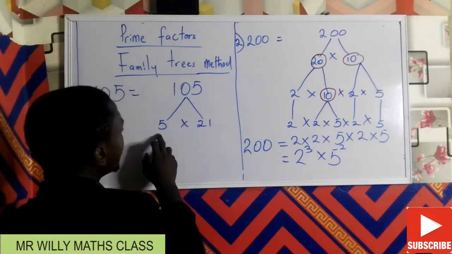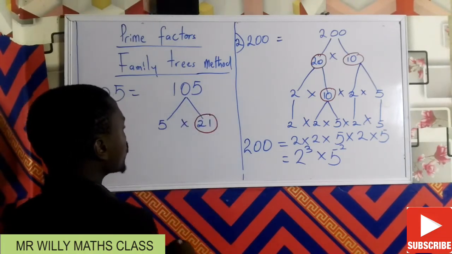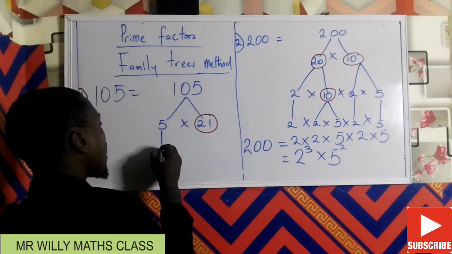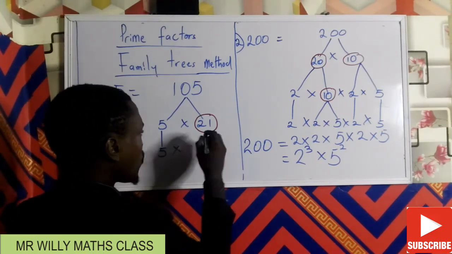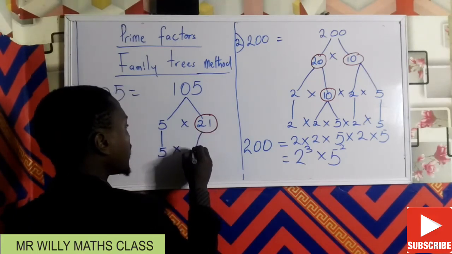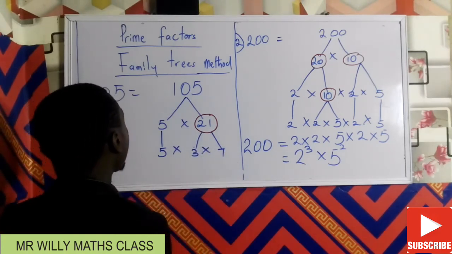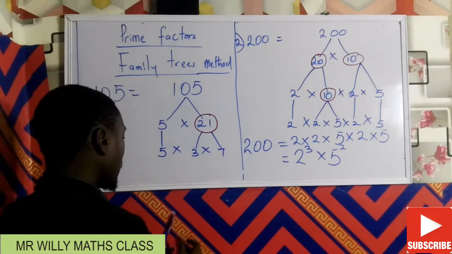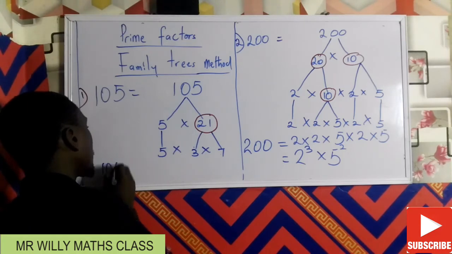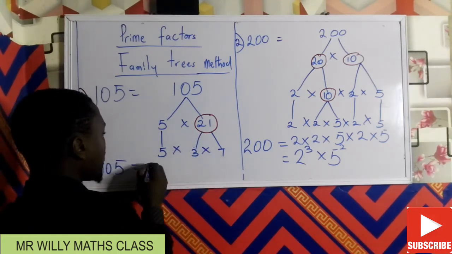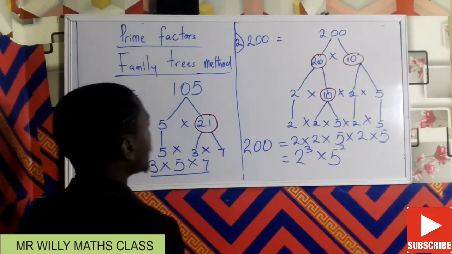5 times 21 will give us 105. 5 is a prime factor, but 21 is not a prime factor, so you solve for that, but you maintain your 5. Then you ask yourself, what times what will give you 21? 3 times 7 is 21. So this 21 will give us 3 times 7. Now, if you look at the numbers that we have here, they are all prime factors, which shows that we have finally arrived at our final answer. So the product of the prime factors for 105 will be, you can just rearrange it, no problem, 3 times 5 times 7. So that's the product of the prime factors for 105.